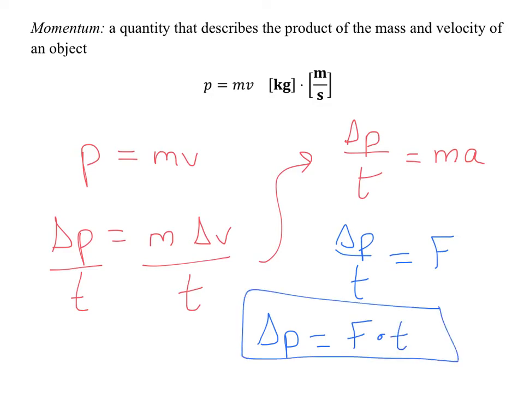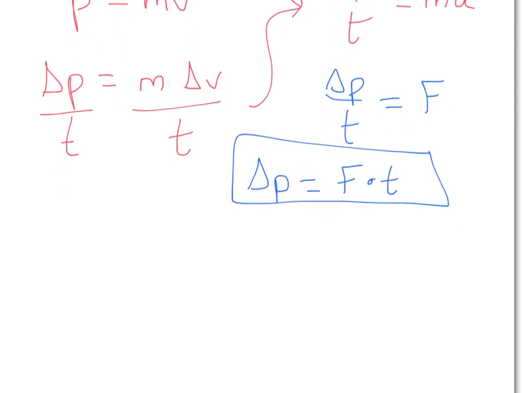This is called, and you should write this down, the momentum impulse theory. Momentum from the left side, delta P is momentum. The momentum impulse theory tells me exactly this.